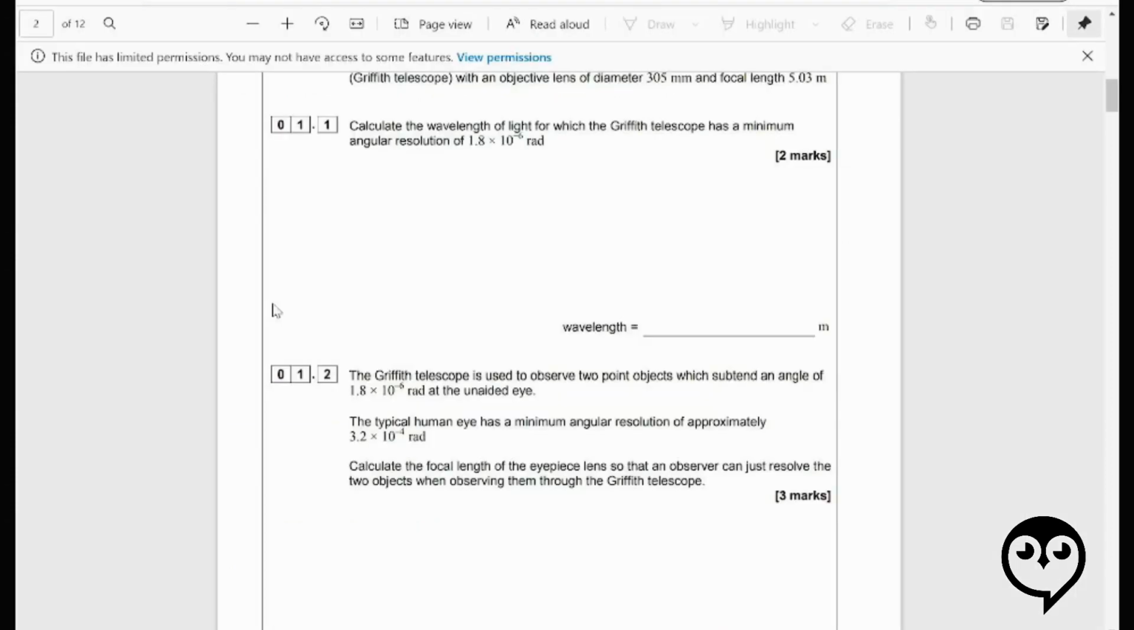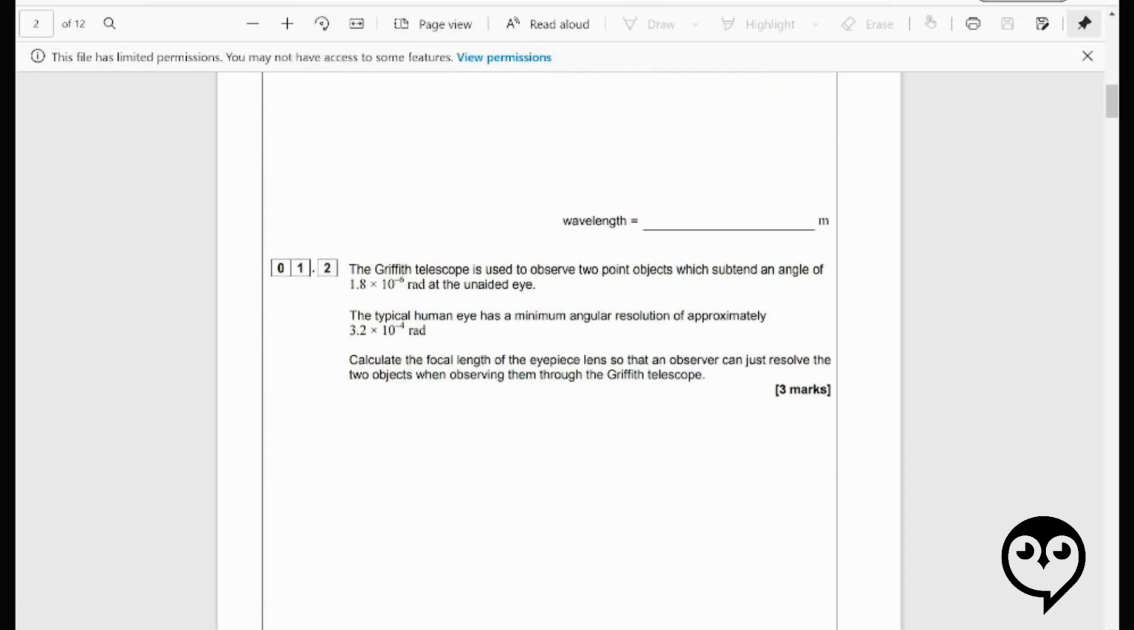Moving on, the Griffith telescope is used to observe two-point objects which subtend an angle of 1.8 times 10 to the negative 6 radians. A typical human eye has a minimum angular resolution of about 3.2 times 10 to the negative 4 radians. Calculate the focal length of the eyepiece so that the observer can just barely resolve the two objects when observing through the Griffith telescope.